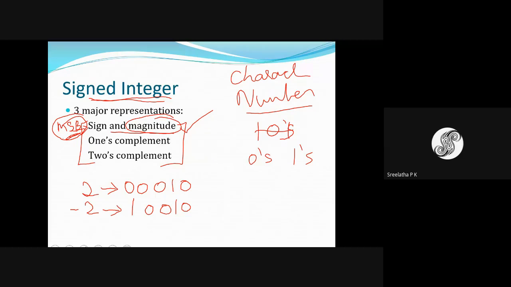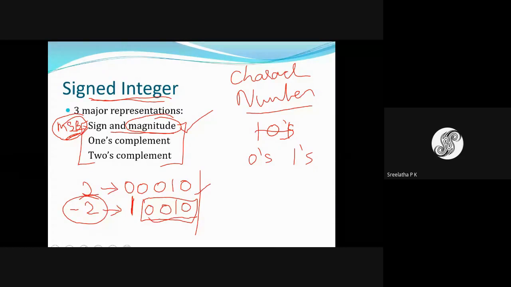Now I have stored 1 here, so 1 means it is a negative value. The remaining bits indicate the magnitude of the particular digit I have stored. So this is the sign and magnitude system. This is the positive value, and for the negative, it retains this value and the most significant bit is changed to 1.